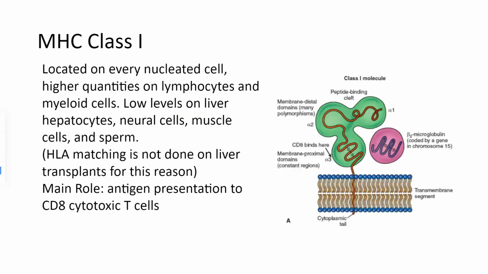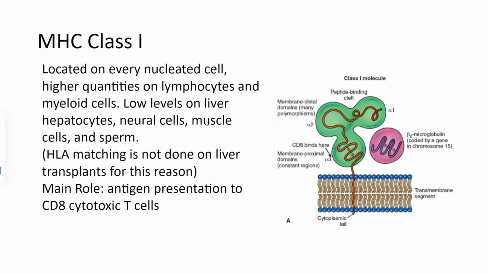Now, if we go back and look at this, they're not going to be found on liver cells, nerve cells, muscle cells, and sperm, because typically we don't want to kill those cells. Can you imagine if your brain got infected with a virus and it had MHC? Well, then your immune system would start killing off all your brain cells, and that would be terrible. It would be devastating. So we don't want that to happen. Same thing with muscle cells.